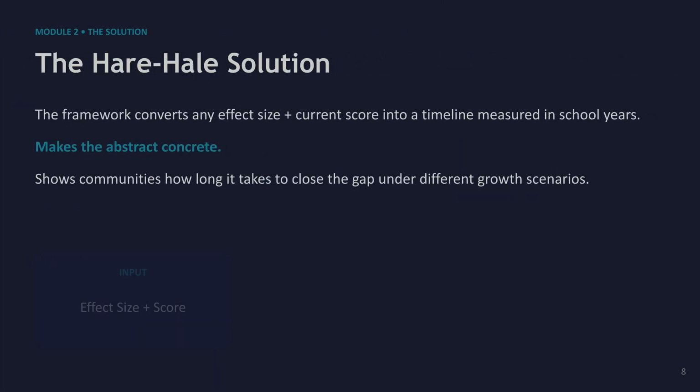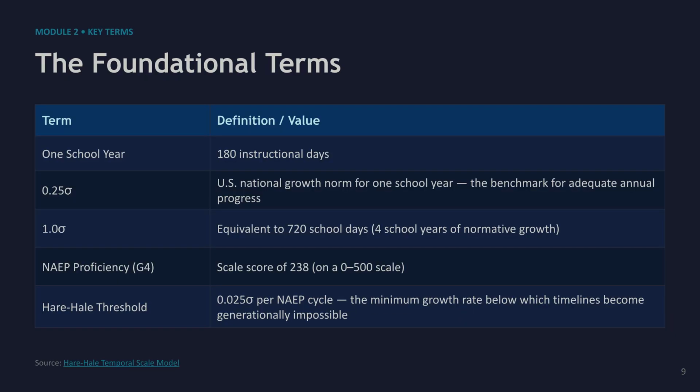The Hare-Hale solution takes effect size and current score as input, processes them through the Hare-Hale formula, and outputs a timeline measured in school years. This makes the abstract data concrete. We have 5 foundational terms in the Hare-Hale framework. These include 1 school year, 0.25 sigma, 1.0 sigma, NAEP proficiency, and the Hare-Hale threshold.